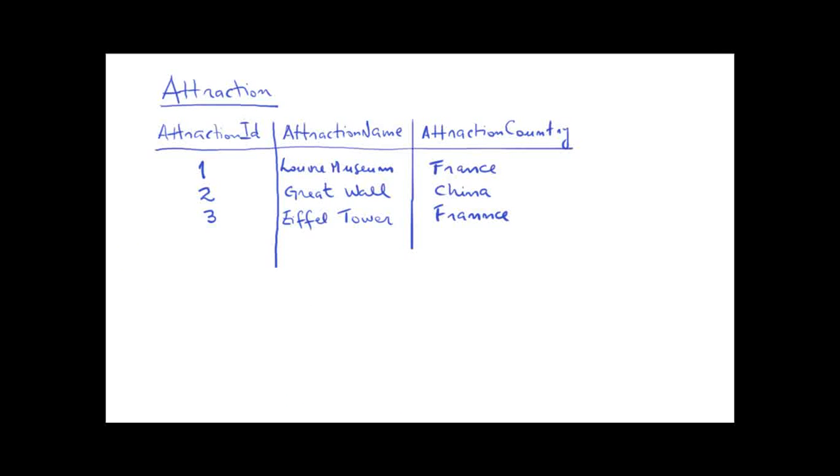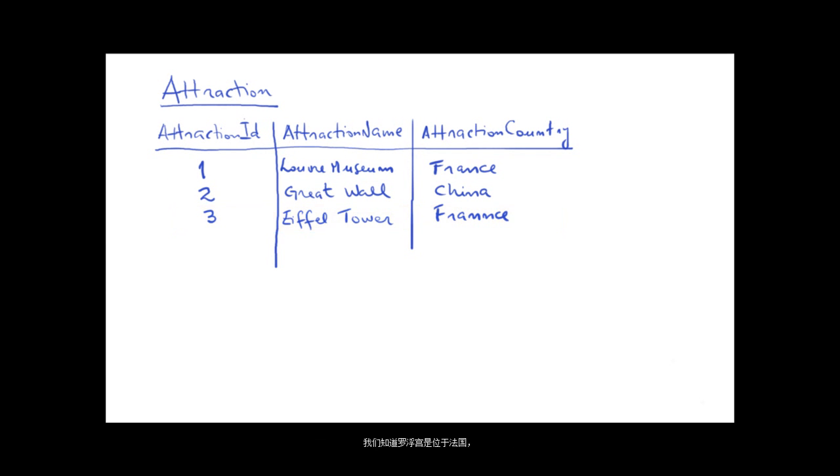Let's take a look at this case. Suppose that we've entered several attractions with their corresponding countries. For example, we have an attraction with identifier 1 called Louvre, located in France. An attraction with identifier 2 called the Great Wall and located in China. And another attraction with ID equals 3, the Eiffel Tower, which is also in France.